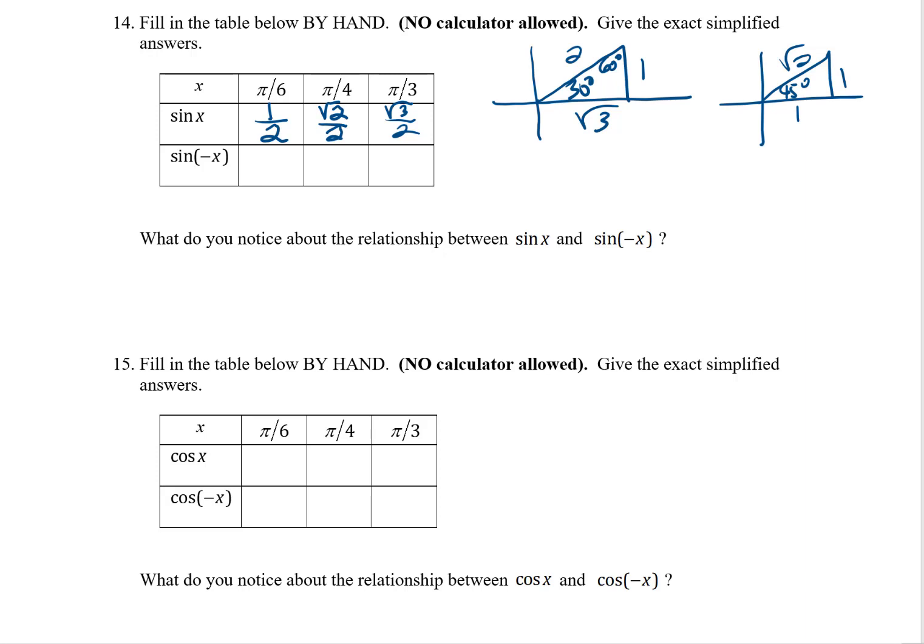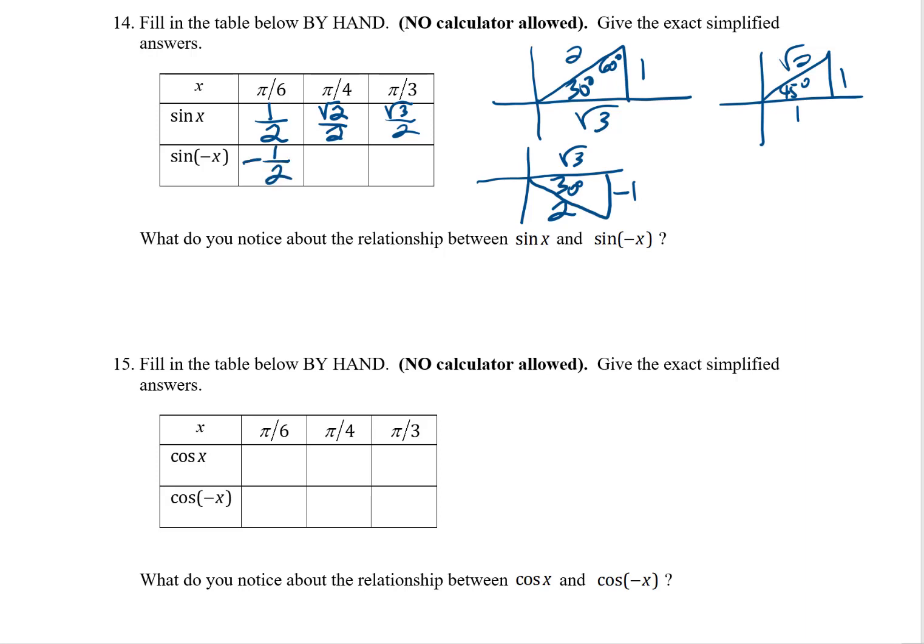Now I want to do sine of negative x. So sine of negative pi over 6. Well, I'll have to draw that down in the fourth quadrant. The reference angle would still be 30 degrees, which means I'll label my sides the same way. I'll just need to think about the positive and negative. This time I have a negative here, and so the sine ratio comes out -1/2.